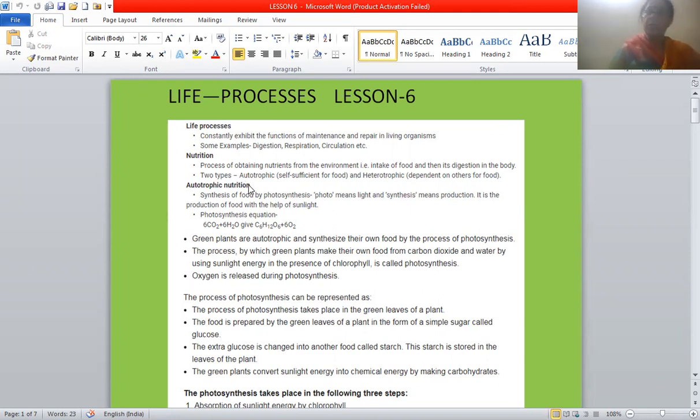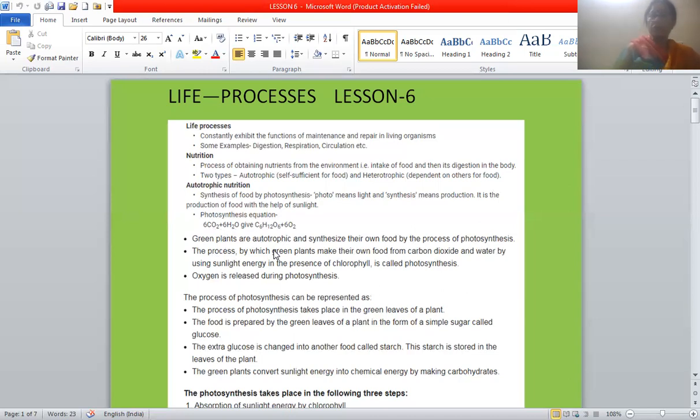Autotrophic organisms are those which are self-sufficient for food, through synthesis of food by photosynthesis. Photo means light and synthesis means production, so it is the production of food with the help of sunlight. Only plants are capable of performing photosynthesis. In photosynthesis, simple raw materials like carbon dioxide and water give carbohydrates and oxygen. This is also the equation for photosynthesis.